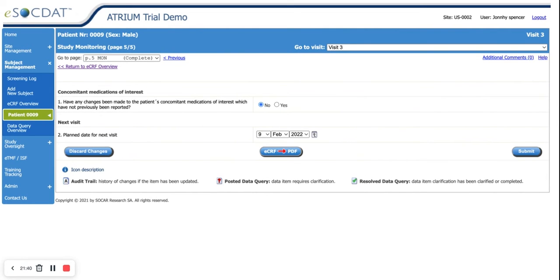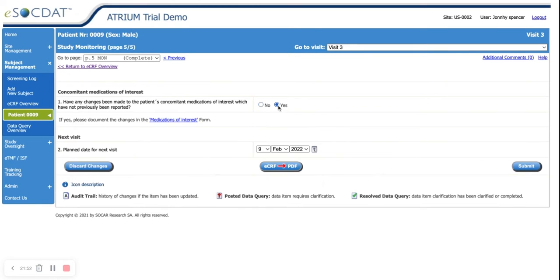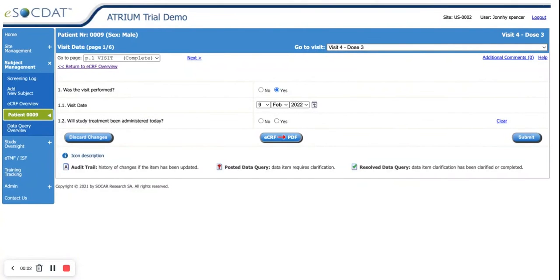The final form within Visit 3 is the study monitoring form, which again reviews medications of interest, and if any changes have been made, you'll need to say yes, and then select the medications of interest form here at the blue hyperlink. You'll then enter the planned date for the next visit. Visit 4 will occur 14 days plus or minus 2 days after the first infusion of study drug.